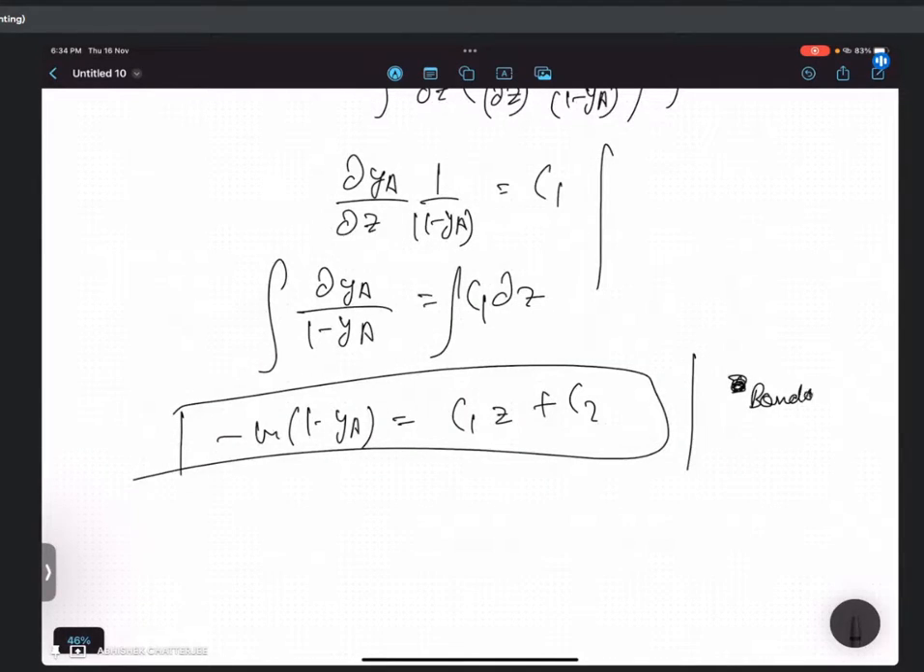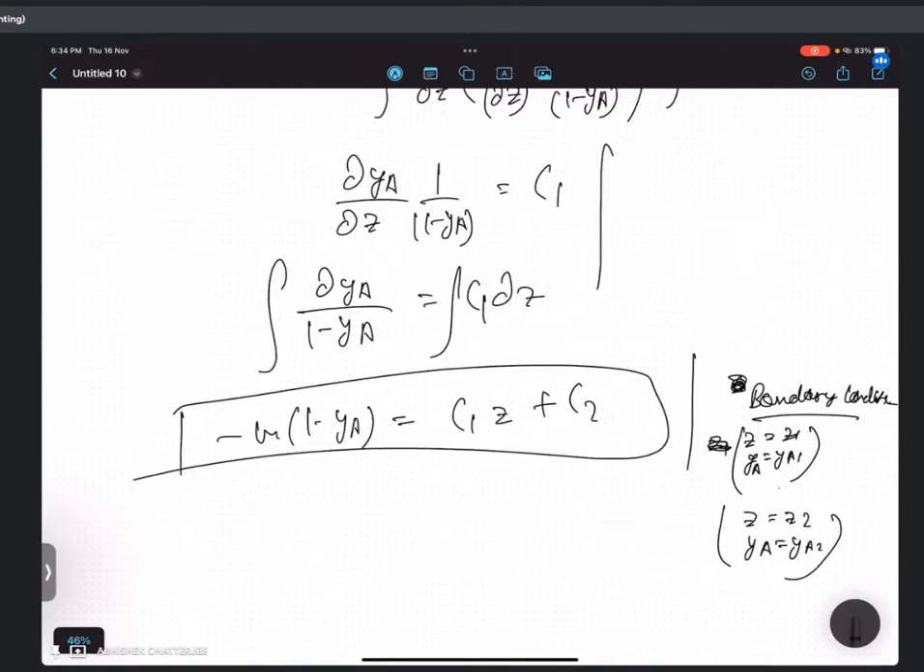Please remember, if you have any equation where you have constants, then for finding out the values of the constants, we put boundary conditions. The boundary conditions here will be that at z equals z1, ya equals ya1. So this is one boundary condition. Another boundary condition is at z equals z2, ya equals ya2.